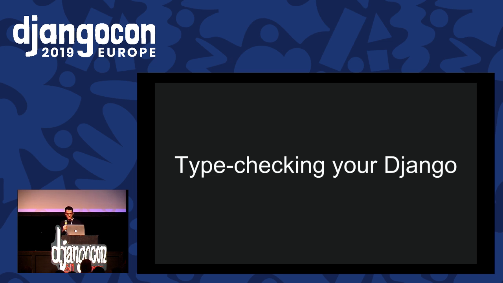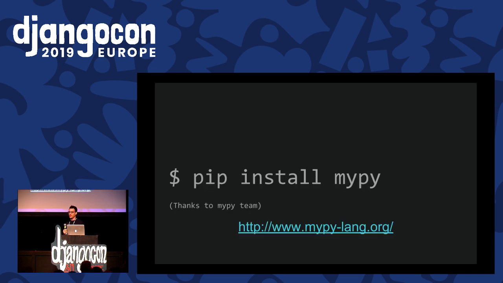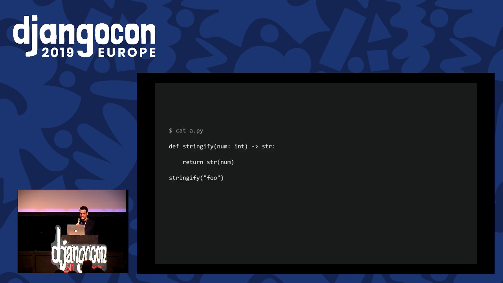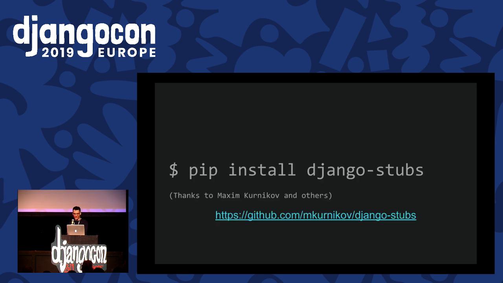Hi, I'm going to talk about type checking your Django project. If you don't know, Python has had type annotations since Python 3, and you can also put type annotations in your Python 2 code with type comments. MyPy is a type checker. You can install it, and let's say you have a function and you want to annotate the argument and return type. You can call it with the wrong type, in this case a string, although it should be an int, and you get an error. So that's great.